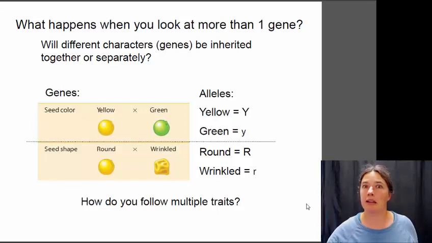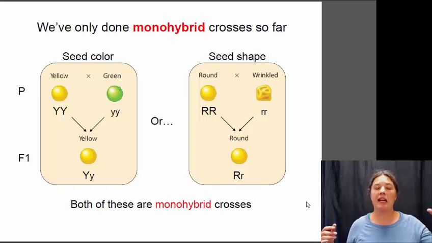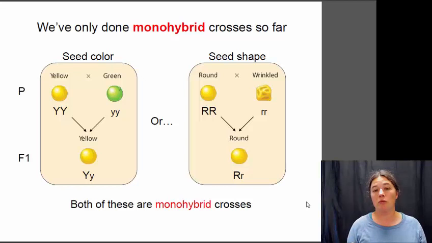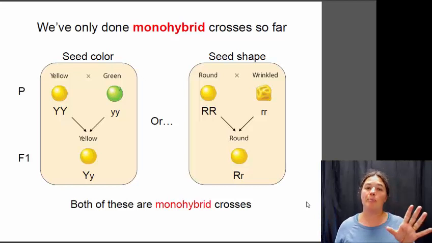All right, so if you did a monohybrid cross, like we did with the pea flowers, and you cross a yellow pea and a green pea, you get all heterozygotes and they're yellow. So what does that mean? It means yellow is dominant to green. And if you cross the shape peas, you cross round peas with wrinkled peas, you get round peas. So that means that round is dominant to wrinkled. All right? So these are both monohybrid crosses.